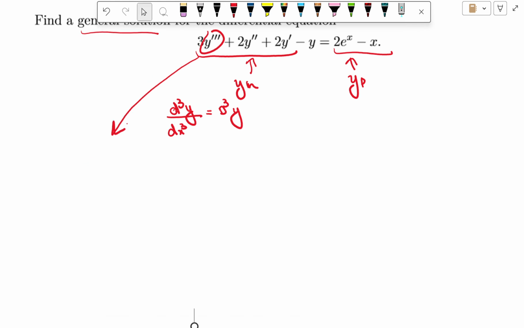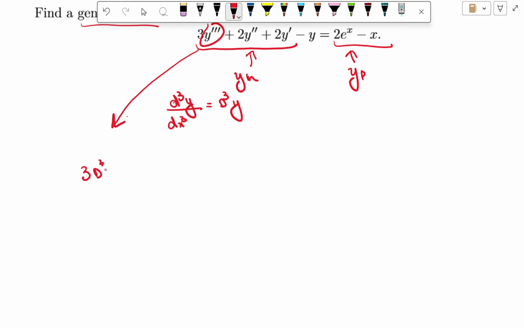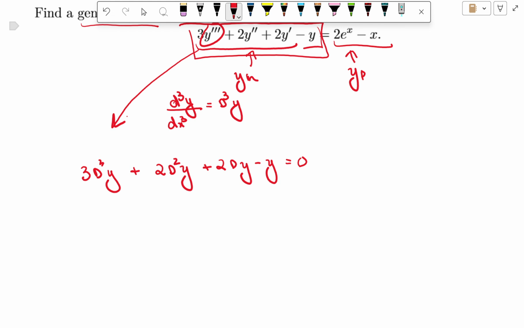So 3d cube y plus 2d square y plus 2 dy minus y is equal to 0. We are putting this equation equal to 0 because we are finding the homogeneous equation. Homogeneous equation means an equation being equal to 0. That's what we are doing right now, ignoring this equation.